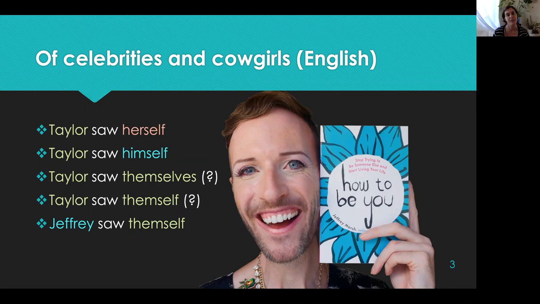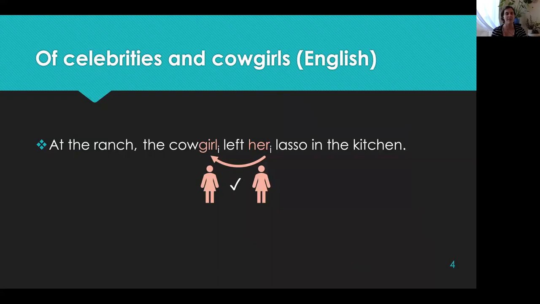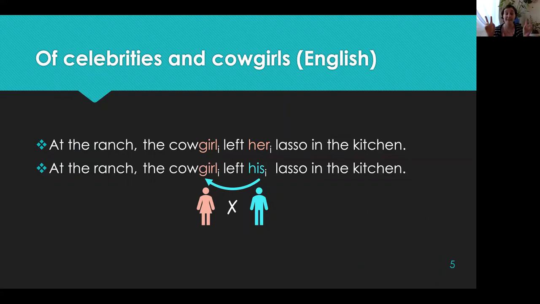So going to another example, slightly more abstract, we can have a sentence like, "At the ranch, the cowgirl left her lasso in the kitchen." And here I've actually drawn an arrow to show that her and girl are connected and that they, quote, match in gender. Now, we can also have a mismatching sentence, and I'm putting big air quotes around that. "At the ranch, the cowgirl left his lasso in the kitchen."